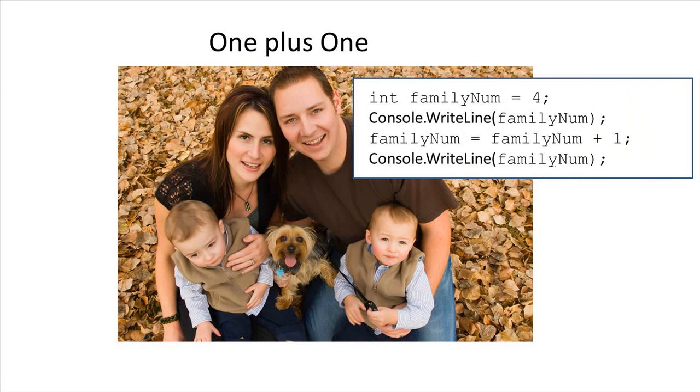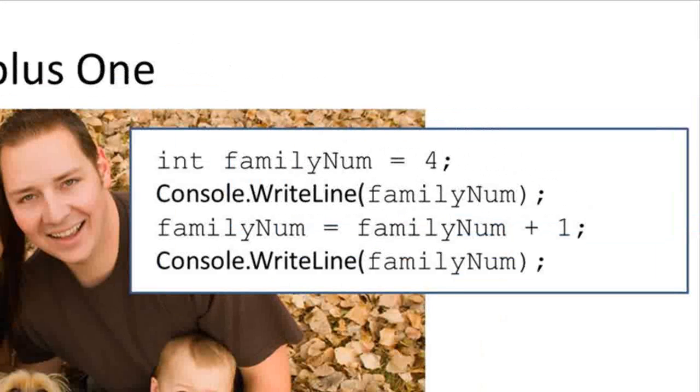Let's write a few lines of C# code to illustrate this. The first write line will say 4. And this next write line after the increment will say 5. Instead of trying to use the fam num variable on both sides of the equation at once, the compiler breaks this down into 2 very specific steps.